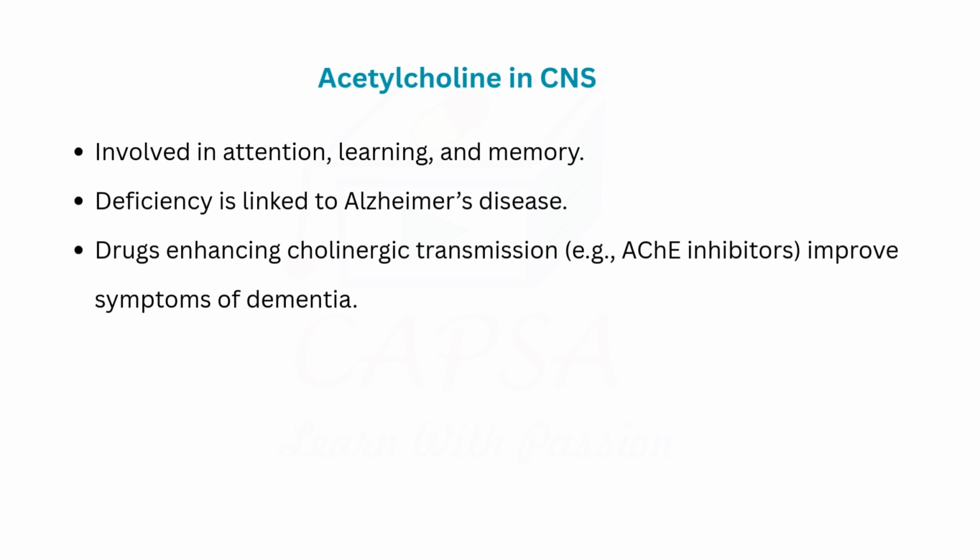A deficiency of acetylcholine in certain brain regions, particularly in the basal forebrain, is strongly linked to Alzheimer's disease, which is a neurodegenerative disorder characterized by progressive memory loss and cognitive decline. That is why drugs that enhance cholinergic transmission, especially acetylcholinesterase inhibitors like donepezil and rivastigmine, are commonly used in the management of dementia. These drugs prevent the breakdown of acetylcholine, allowing more of it to remain active in the synaptic cleft, and in this way they temporarily improve memory and cognitive functions in the patients.